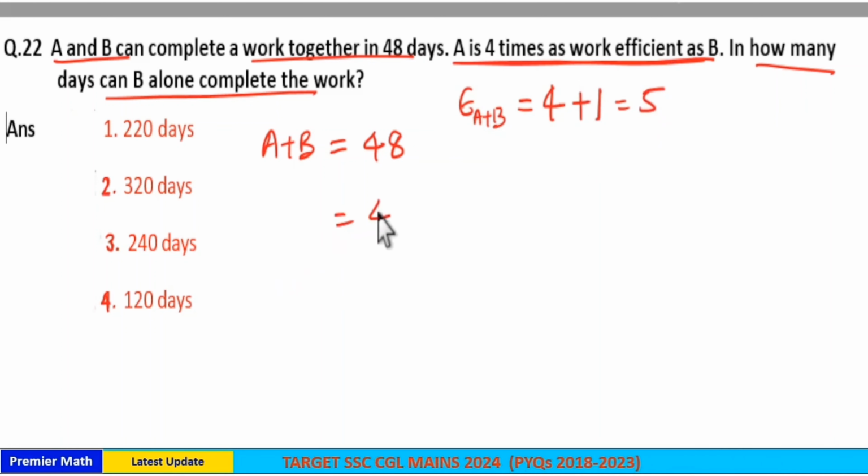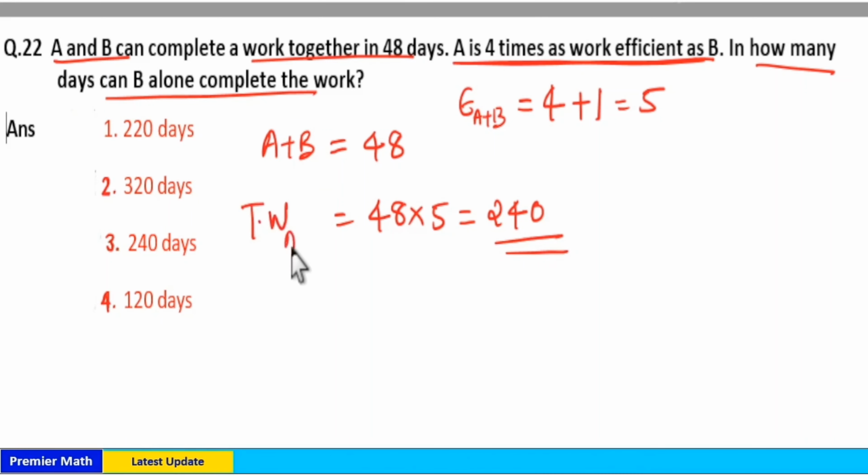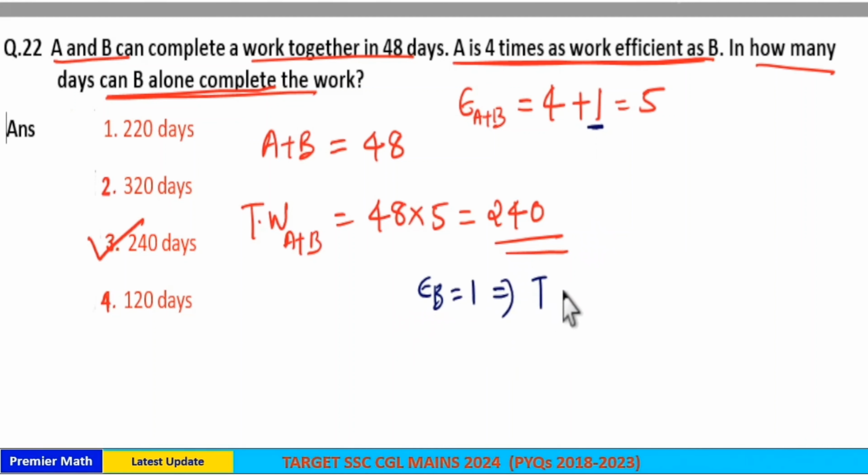Then in 48 days A and B together complete 48 into 5 units of work, which is equal to 40 into 5, 200, 8 into 5, 40. So 240 units of work is the total work completed by A and B. Then if B alone has to complete this 240 units of work, it takes 240 days. So option 3 is your answer, because B's efficiency is 1 unit. Efficiency of B is 1 unit means time taken by B to complete the work is equal to 240 days.